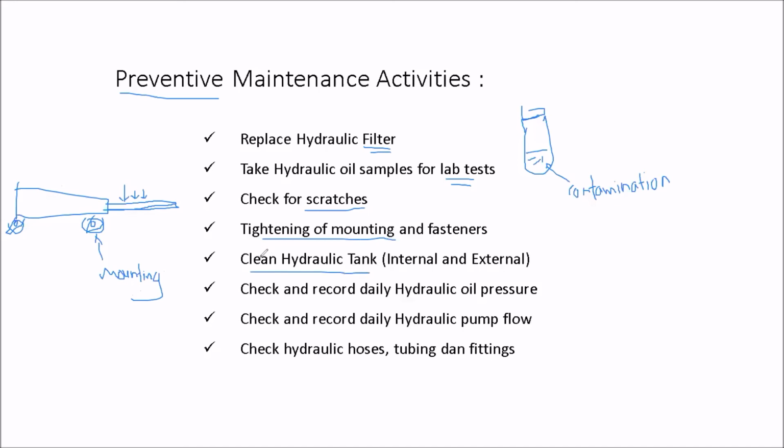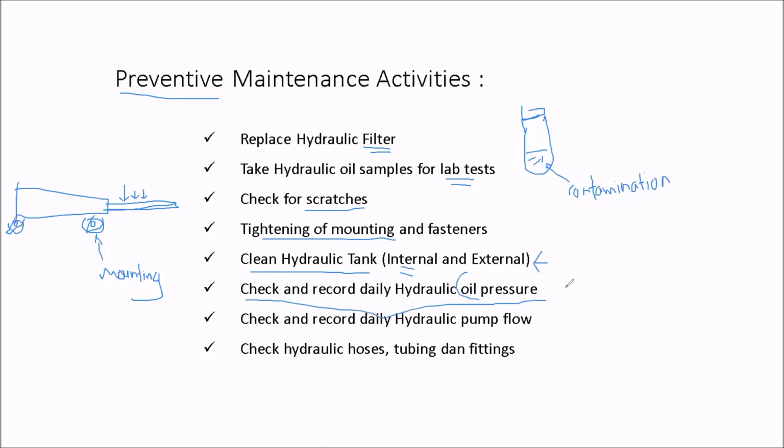And clean the hydraulic tank. As I showed earlier, you have to flush the hydraulic tank, and then you have to wash inside. You need to clean up the hydraulic tank, internal and external. Inside, where the oil is stored, you need to clean up. And externally, outside the tank, probably there is dust or rust, and you have to clean that up. And then next, check and record daily hydraulic oil pressure.